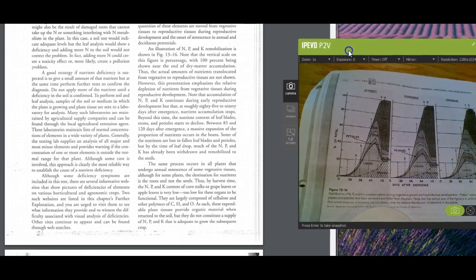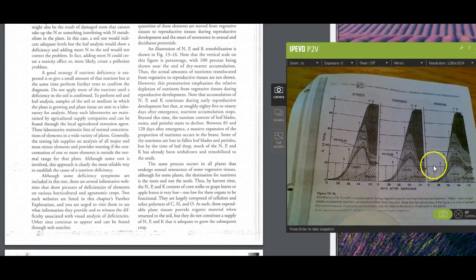Okay, so this process that we're looking at here continues up until about 85 days, and then the rest of the portions fall off and the filling of the beans happens in almost all plants, or it does happen in all plants that undergo annual senescence of some type of vegetative tissue. But you will notice that for some of the plants, the destination for the nutrients is the roots and not up to the seeds or the beans.